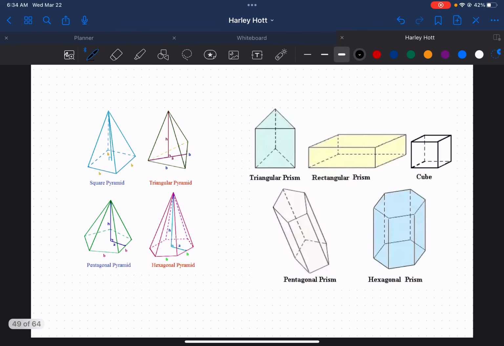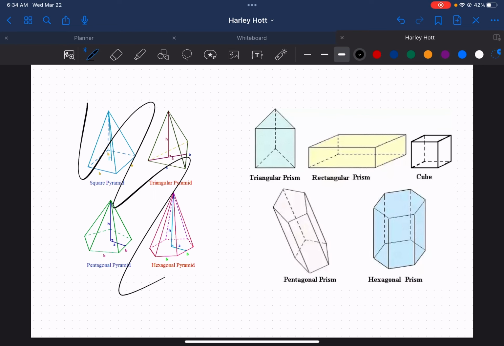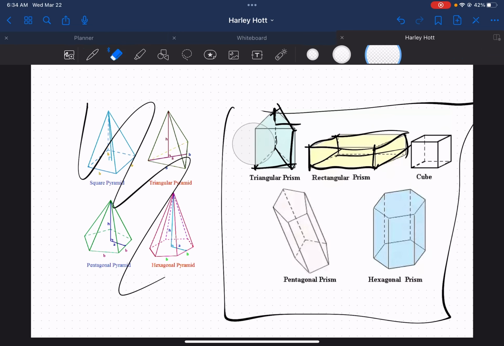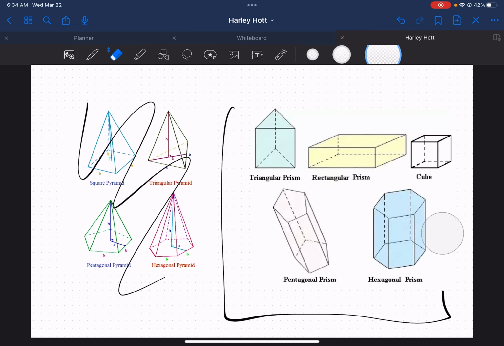So here are some, you can ignore these for now. Here are some of those prisms, maybe drawn a little bit better. We can see we have the triangular prism. It starts off as a triangle and then it's stretched into the third dimension. The rectangular prism starts off as a rectangle and it's stretched into the third dimension. Whatever you want, you can make in that way.